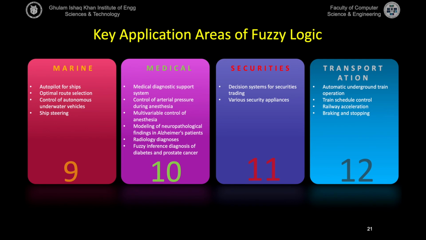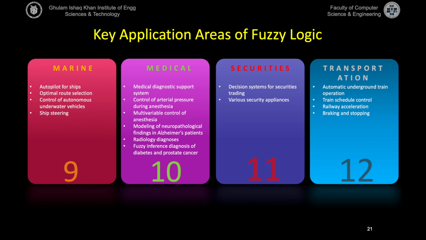For example, autopilot for ships. It's the same way as it's done for speed control on cruise mode. That's what we call it. On roads for automobiles, and for altitude control on aerospace and satellites. It's the same thing for ships. We can use fuzzy logic for optimal route selection as well, for control of autonomous underwater vehicles as well, for ship steering. So these are some of the usages of fuzzy logic in marine.